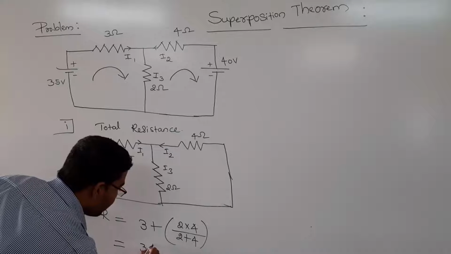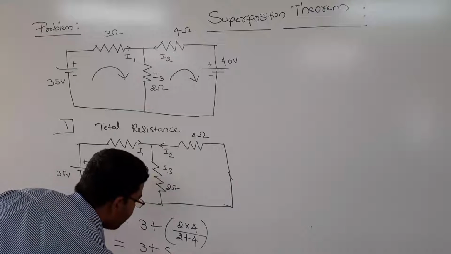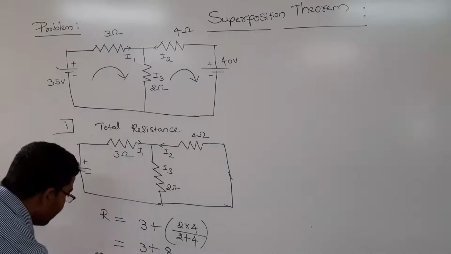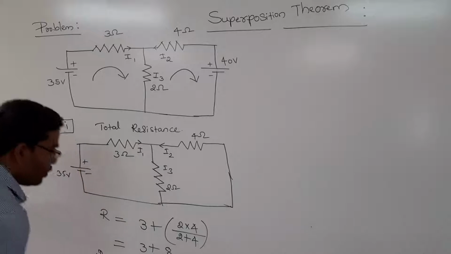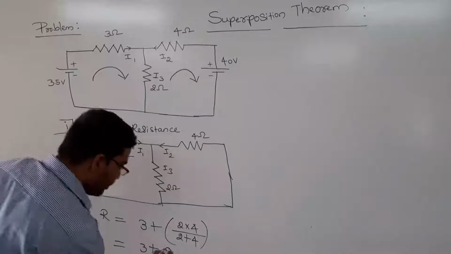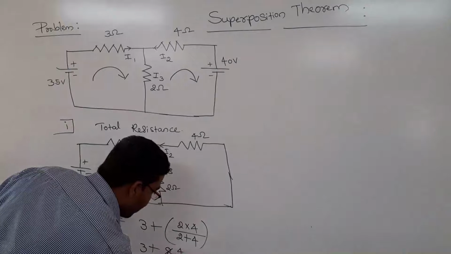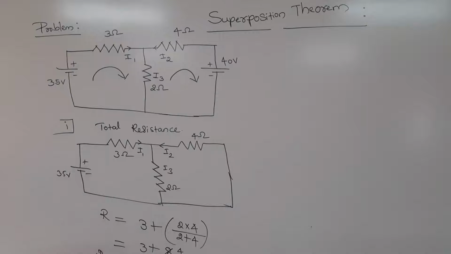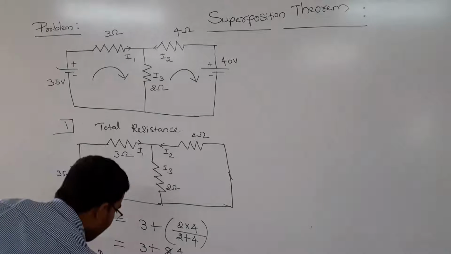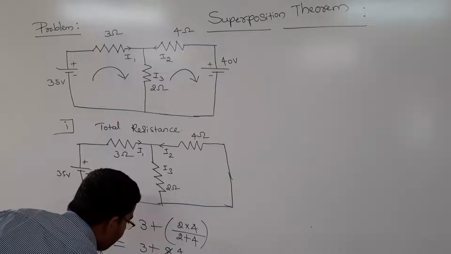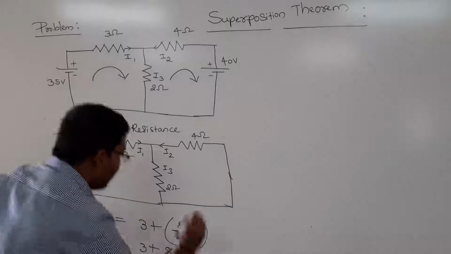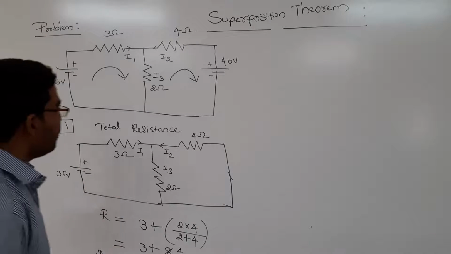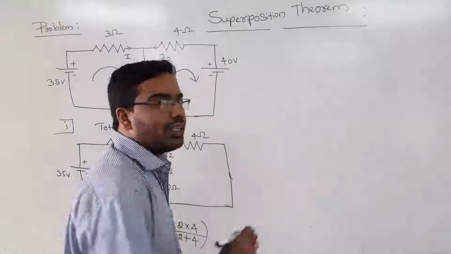Then 8 divided by 6. Then I will get the total resistance here. After that I will get the total resistance value as 4.33 ohm. So after getting the resistance value, I have to find out the total current.